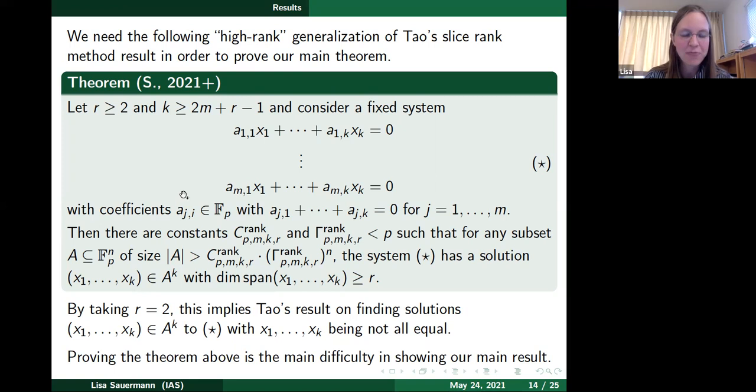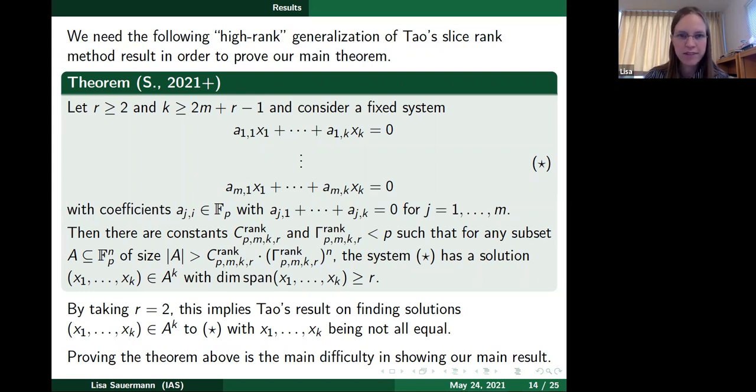Okay, so what I also wanted to mention is that proving this sort of high rank generalization of Tao's result is actually the main difficulty in showing our main result on the distinctness. Going from this theorem written here to this result on finding distinct solutions is actually not that hard, but proving this theorem is much harder.